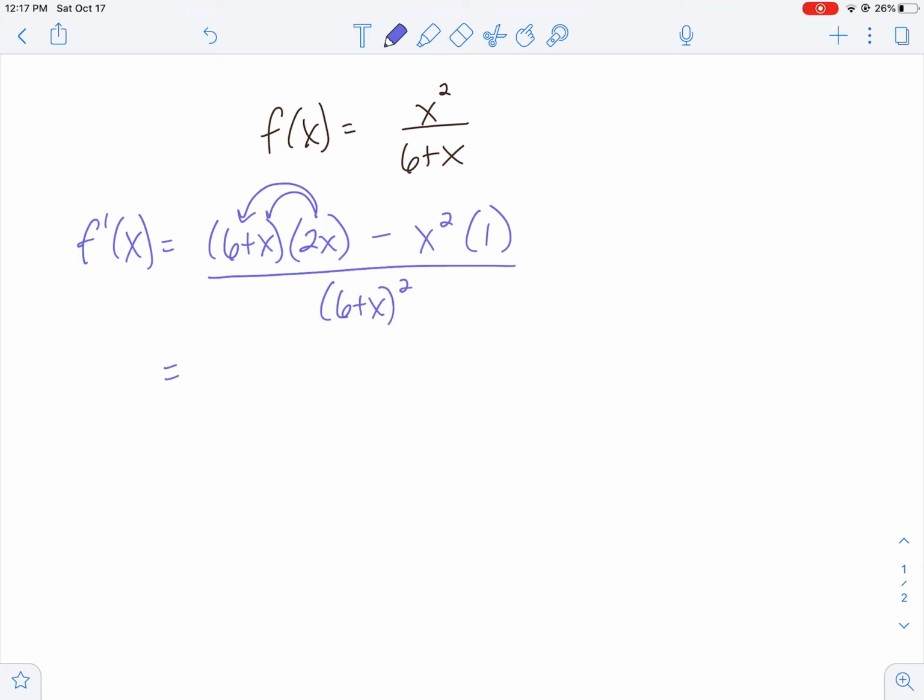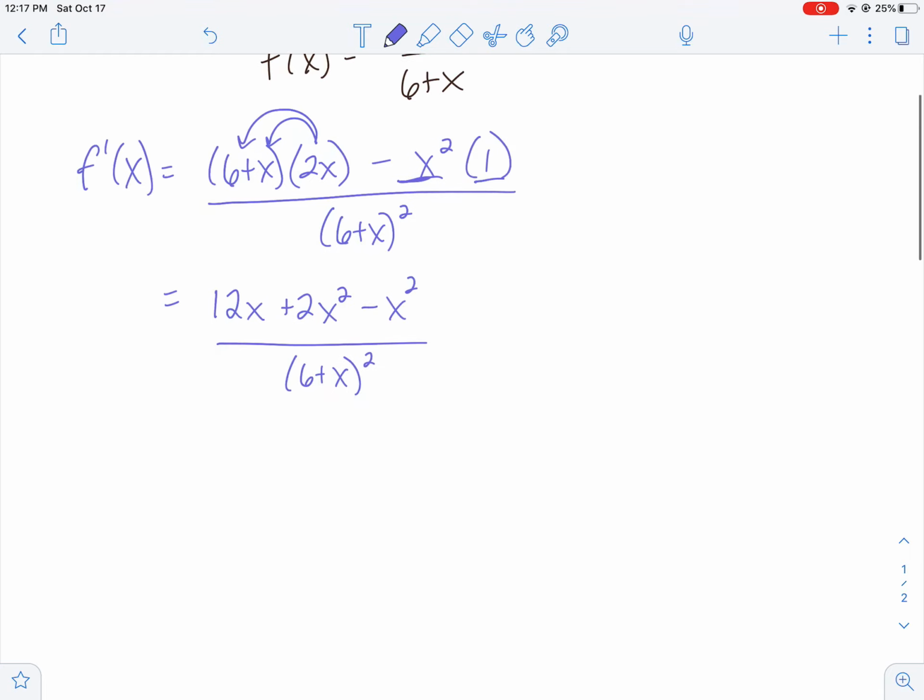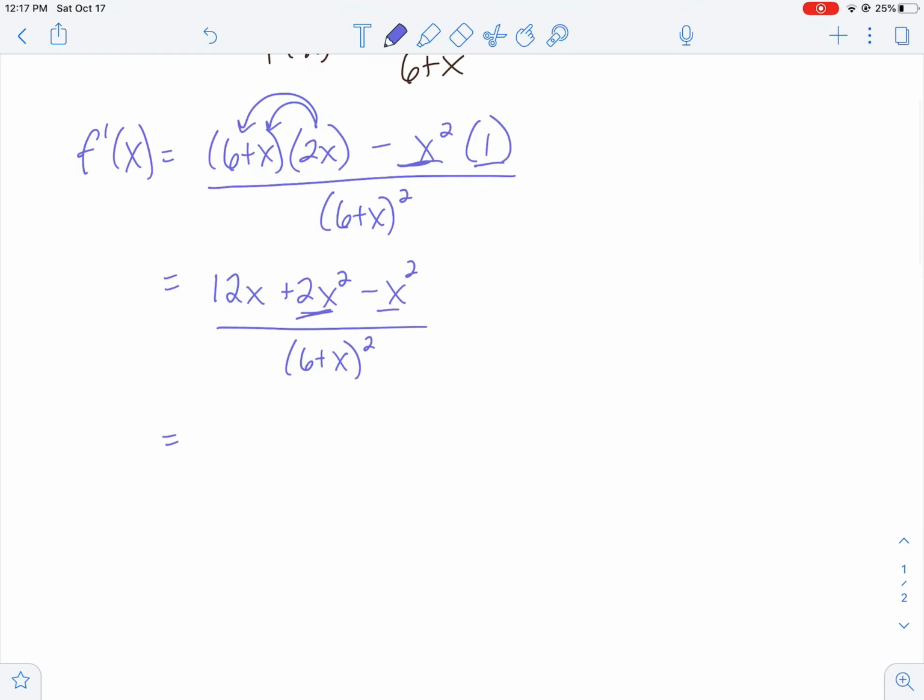I'm going to simplify this by distributing through the 2x. 6 times 2x is 12x, 2x times x is 2x squared, and then I have the negative x squared times 1, which is a negative x squared, all over my denominator of 6 plus x squared. When I combine my like terms, I end up getting 1x squared plus 12x over 6 plus x squared. So this is my first derivative.